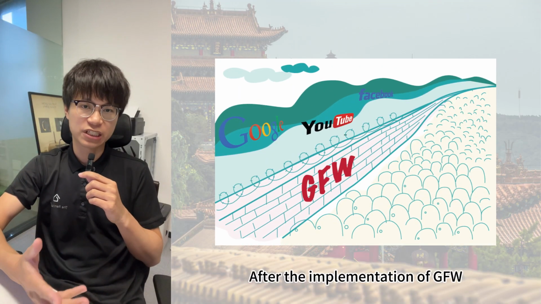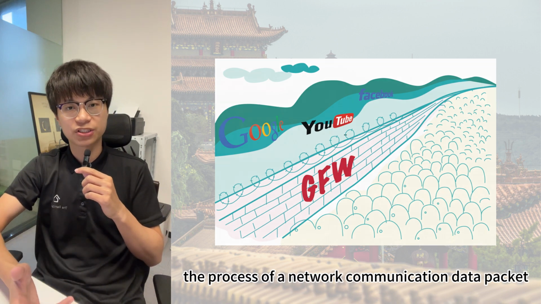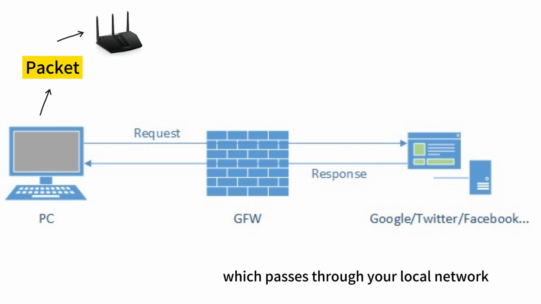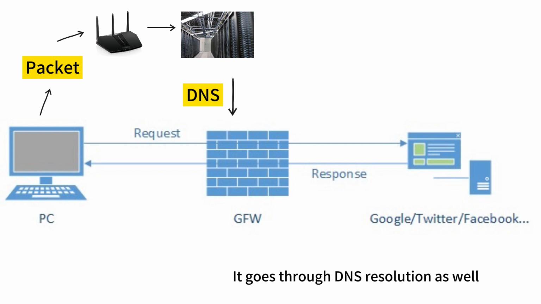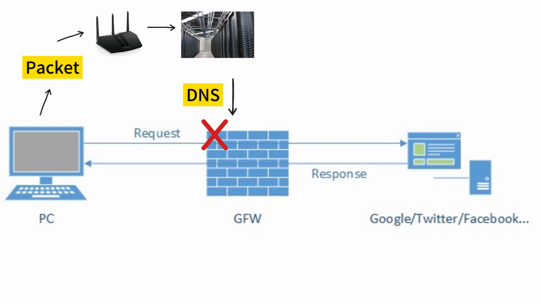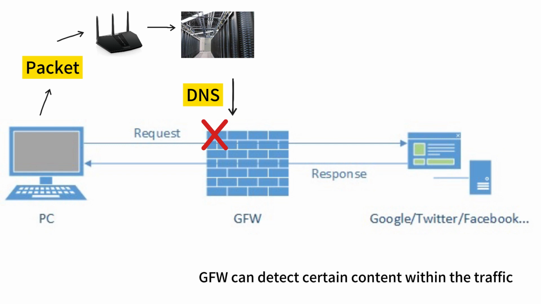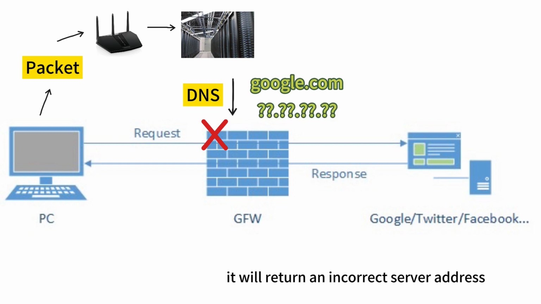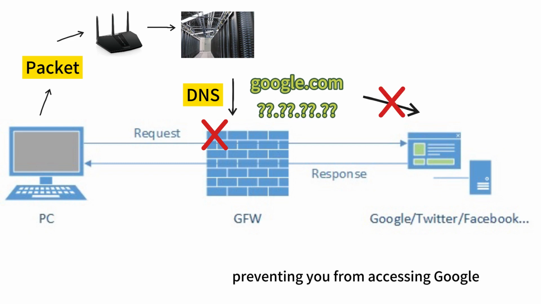After the implementation of GFW, the process of a network communication data packet remains similar. Your local computer still sends a data packet to Google, which passes through your local network and enters the backbone network. It goes through DNS resolution as well. However, GFW employs methods to block internet access, such as DNS poisoning. As data packets are sent via HTTP, which is plaintext traffic, GFW can detect certain content within the traffic. Once GFW detects that you are accessing Google, it will return an incorrect server address, preventing you from accessing Google.